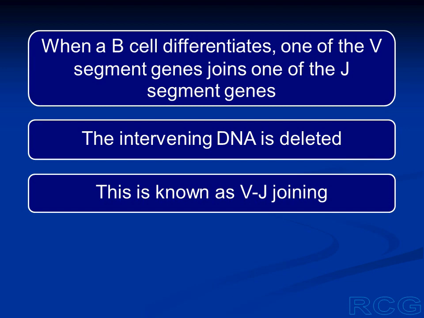So when a new B cell is being formed, one of the genes in the V cluster joins one of the genes in the J cluster, and the intervening DNA, the DNA in between, is deleted. So one V gene and one J gene are joined together, and this is known as VJ joining. So two gene segments, one V segment and one J segment, have been joined, and the intervening DNA has been deleted.